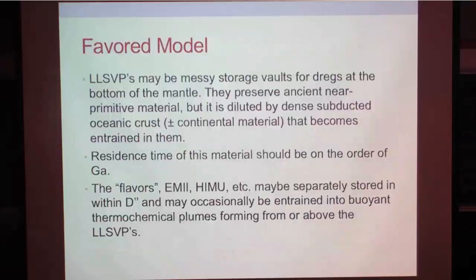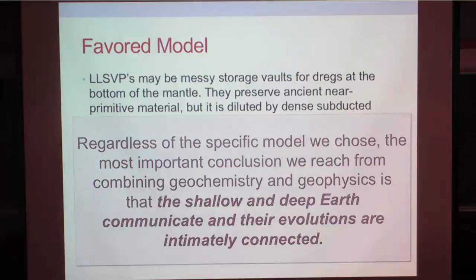Anyway, here's, I think, the most important point we can get from isotope geochemistry, combining it with the geophysics that we've seen. Regardless of the model we choose, the conclusion we reach is that the shallow and the deep Earth communicate with each other. What goes up comes down and vice versa, and their evolutions are intimately connected. So that's my real conclusion. More questions?